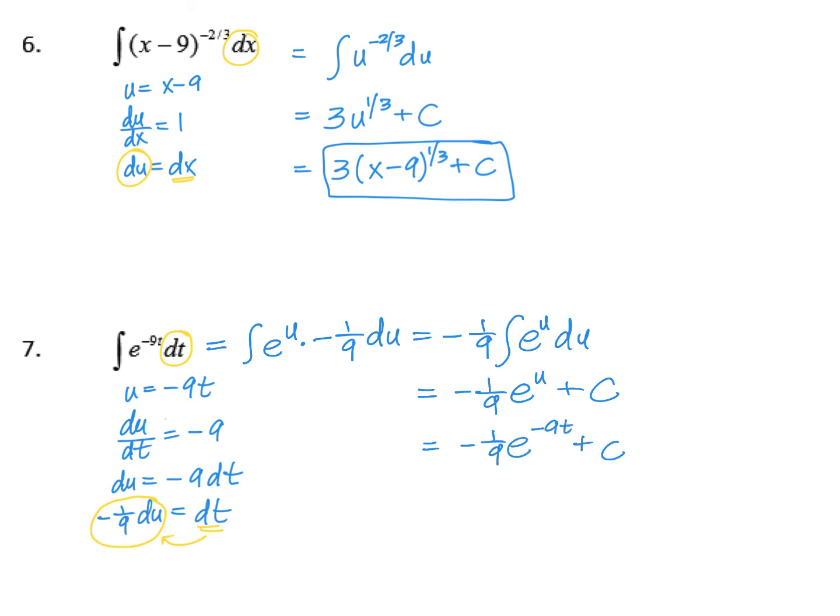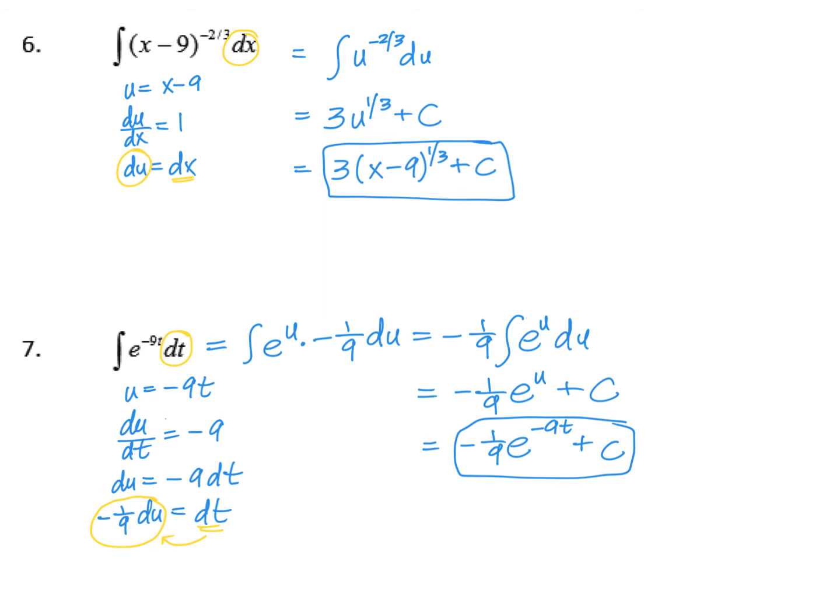Okay. This is also a problem where u substitution is not really needed. We did problems in the past where we just have to compensate or offset this negative 9 with a negative 1/9. But it's good to see this from the u substitution point of view as well.